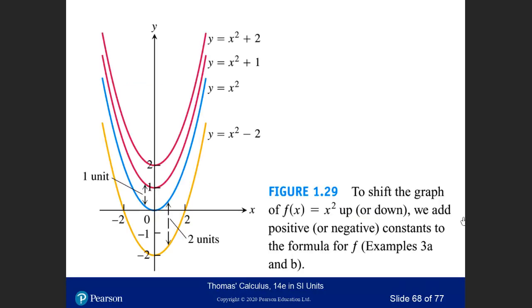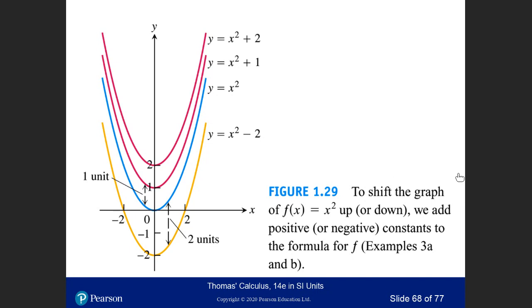Let's look at these shifts. Okay, here you start from y is equal to x squared, which is the blue line. When you add 1, you shift it up, this one. When you add 2, that's this red one. So when x is 0, y is equal to 2. Here when x is 0, y is equal to 1. When you add nothing, when x is 0, y is 0.